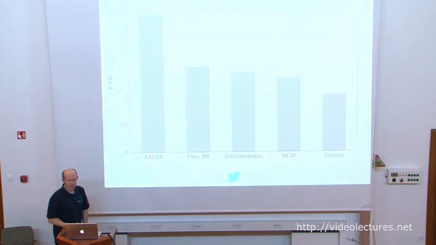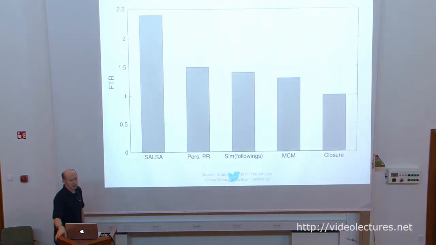And how well does it work? This is a quick comparison based on an actual A/B study. On the vertical axis is the follow-through rate. Here we have a bunch of algorithms. SALSA clearly wins in this case by a large margin, followed by personalized PageRank, followed by various heuristically motivated algorithms. One important thing here is that this is not set in stone. The fact that we achieve this kind of performance on one particular time slice doesn't mean forever, because the graph is evolving all the time and the usage of Twitter is evolving all the time. But this has been fairly robust for some time.